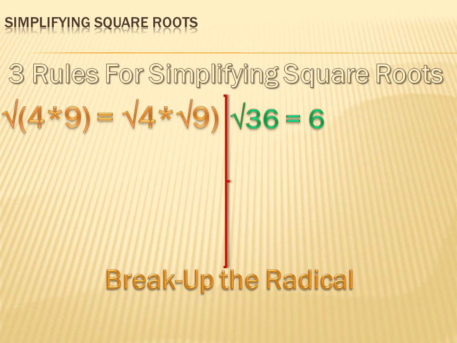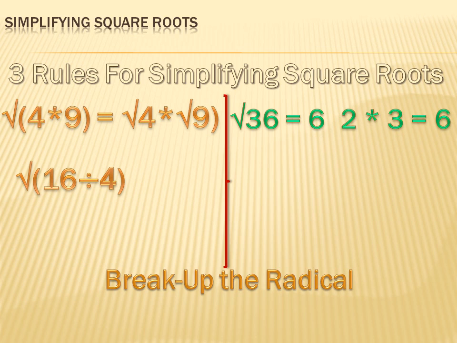How about the square root of 4 times the square root of 9? Well, that's the square root of 4, or 2, times the square root of 9, or 3. So the square root of 4 times the square root of 9 also equals 6.